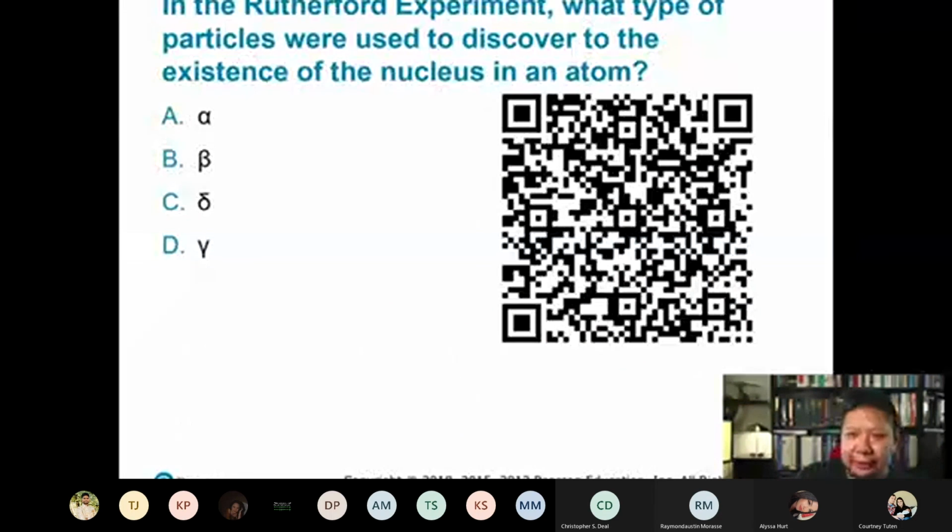So this is actually your last question for today, and it ends our class. If you can answer it, go ahead and scan the QR code. In Rutherford's experiment, what type of particles were used to discover the existence of the nucleus of an atom? And I will see how people are answering that question.